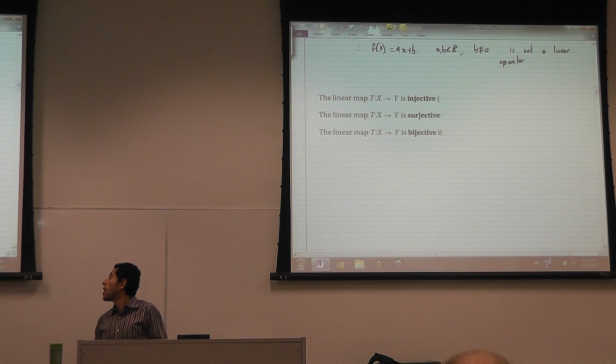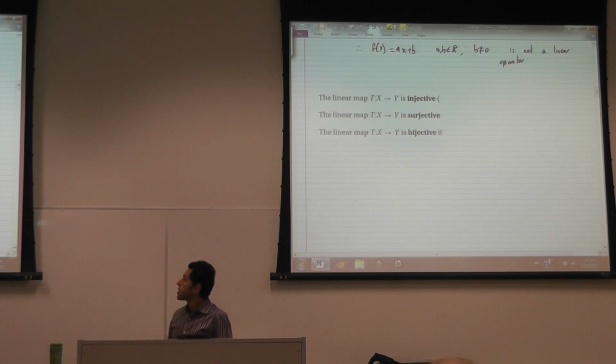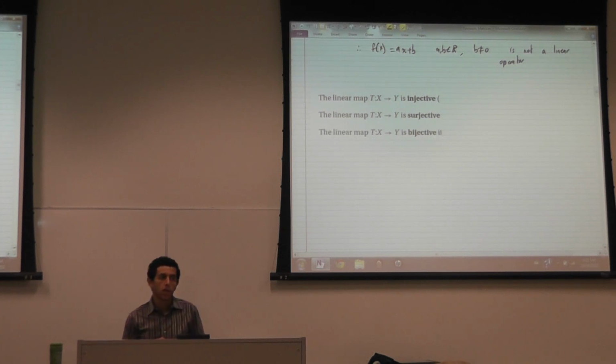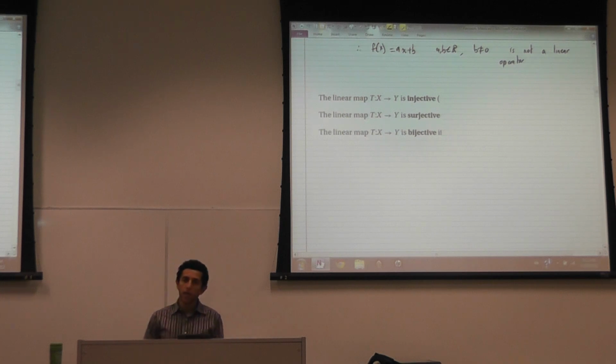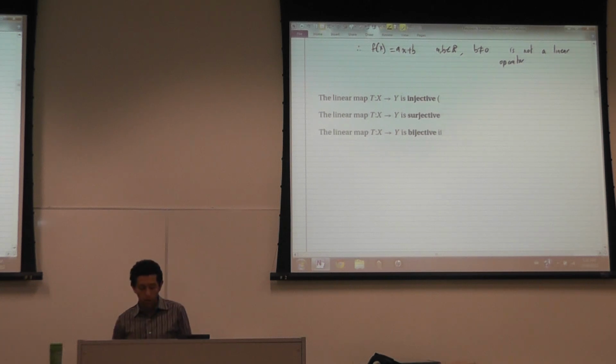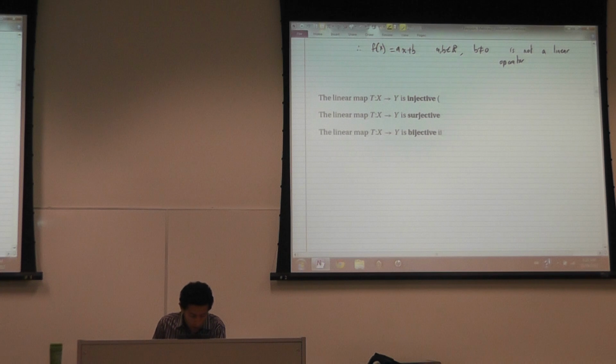So, injectivity, surjectivity, and bijectivity is a very important concept when you're dealing with linear algebra, because, as we said, the finite element analysis software knows whether your structure is stable or not by realizing whether your matrix is invertible or not. And so we really need to understand these three concepts well.